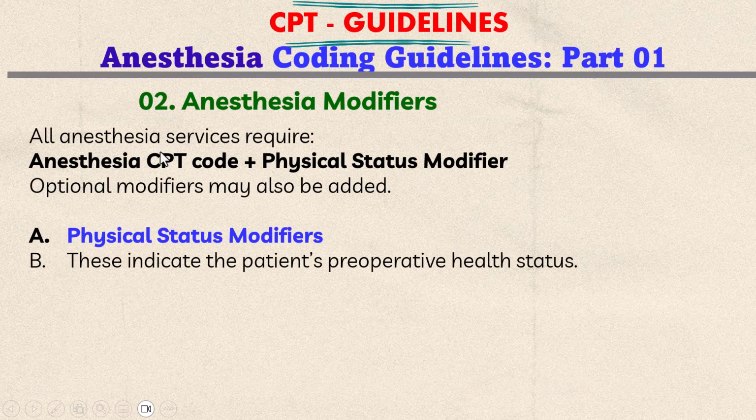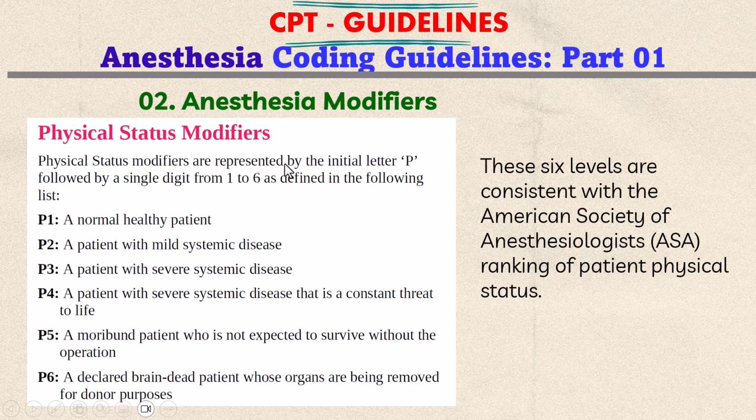Anesthesia modifiers. Modifiers are essential in anesthesia coding. Every anesthesia code generally includes a physical status modifier, which describes the patient's health before surgery. So, anesthesia CPT code plus physical status modifier. Physical status modifiers indicate the patient's pre-operative health status. The physical status modifiers are represented by the initial letter P followed by a single digit from 1 to 6, as defined in the following list.